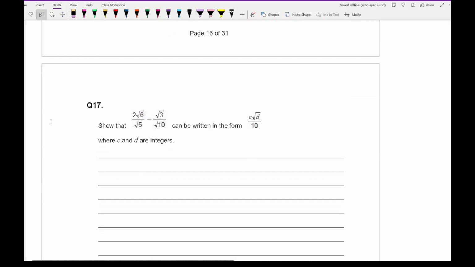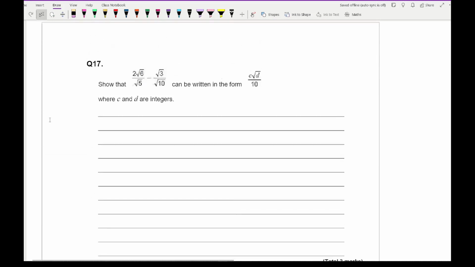Then moving on to question 17. So this is where we start moving on to surds. And the question is asking me to show that 2 root 6 over root 5 minus root 3 over root 10 can be written in this form of c root d over 10, where c and d are integers. Now there's a couple of ways in which you can do this, and it's entirely up to you which way you do. So let me just split the answers up.